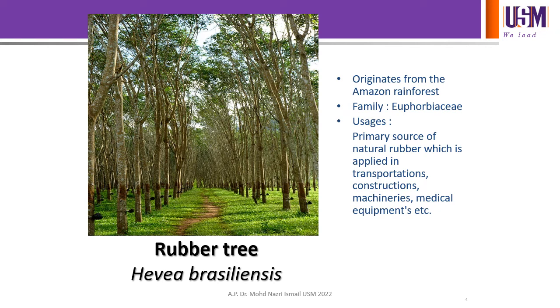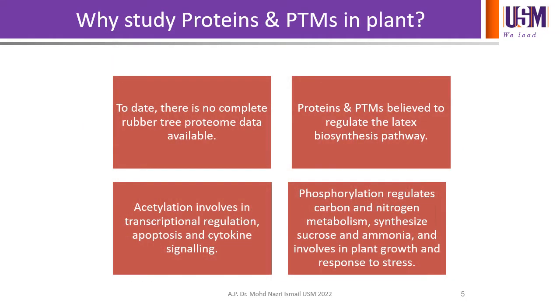The rubber tree, which originates from the Amazon rainforest, is the primary source of natural rubber, which is applied in transportation, constructions, machineries, medical equipment, etc. So, what motivates us to study the proteins and PTMs in plants? First, to date, there is no complete rubber tree proteome data available. Proteins and PTMs are believed to regulate the latex biosynthesis pathway. In addition to that, acetylation is also known to be involved in transcriptional regulation, apoptosis, and cytokine signaling. And finally, phosphorylation regulates carbon and nitrogen metabolism, synthesizes sucrose and ammonia, and is involved in plant growth and response to stress.